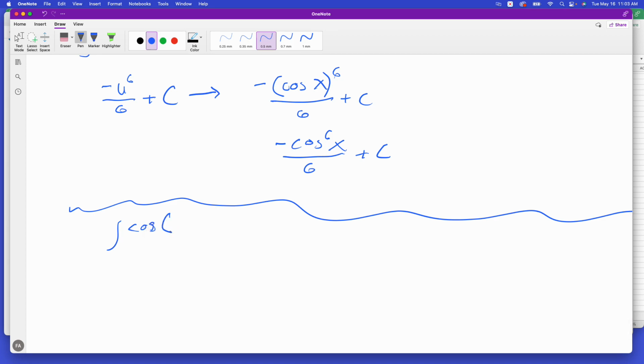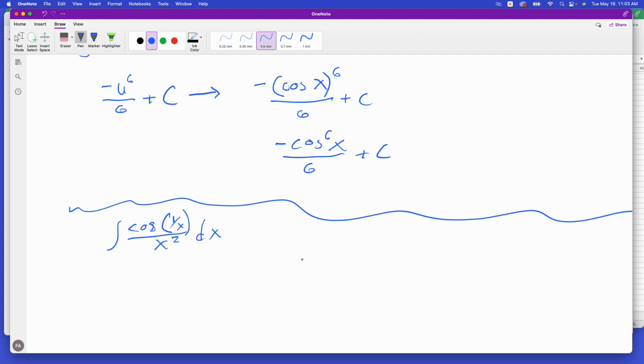So cosine of 1 over x, and then x here, and then dx. Okay? Oh, squared. Otherwise, it's going to get a little messy. All right, so what do we do with this one?